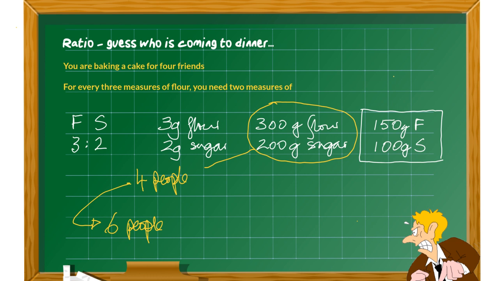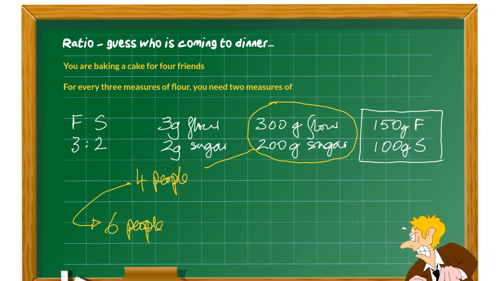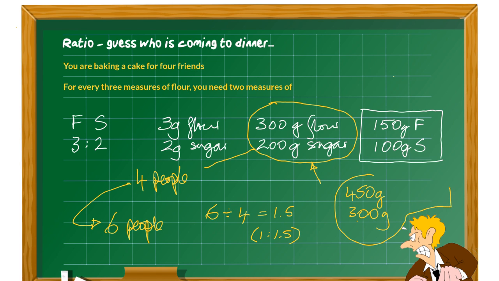And the answer is this. Well, we need to look at actually another ratio. We need to find the ratio of 6 people to 4 people. And in fact, if we just do 6 divided by 4, that equals 1.5. Okay. You can even think of this as a ratio of 1 to 1.5 or 1.5 to 1. It means we have to multiply each of these things by 1.5 to get to the amount we need. So 300 by 1.5 is 450. And 200 times 1.5 is 300. And this will be the amount we need for 6 people.